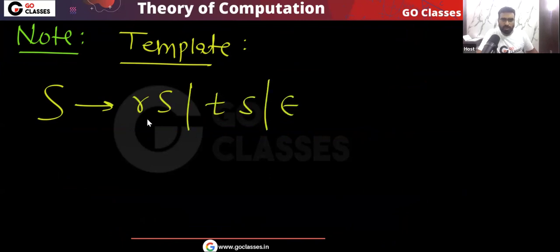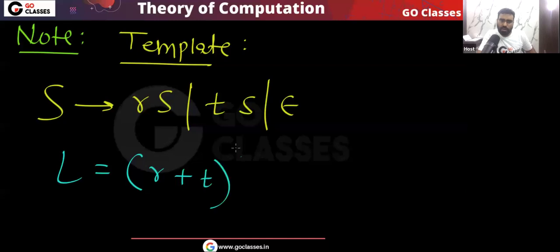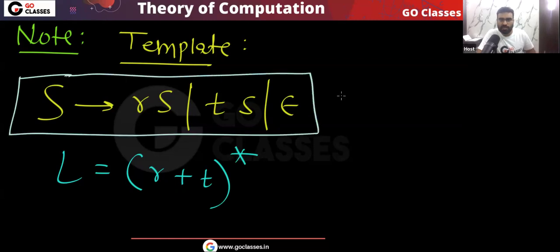This is a standard template: if you have S going to, for example, rS or tS or epsilon, you must have rS, tS, epsilon. If you have this type of situation, then what will be the language? You can see that it will be (r or t) whole star, because from this you can generate any sequence of r comma t.